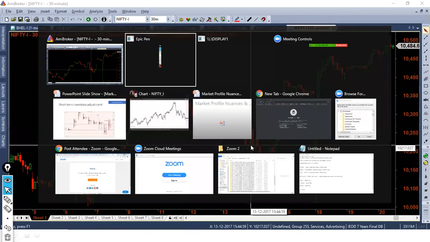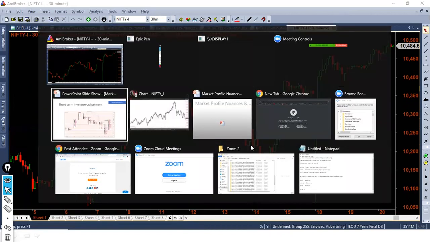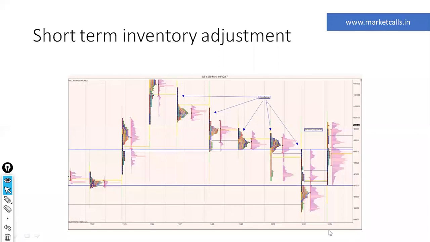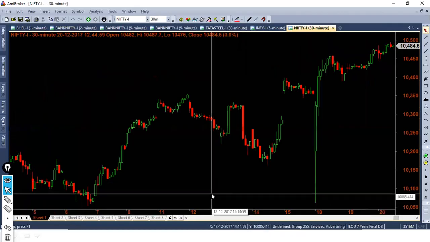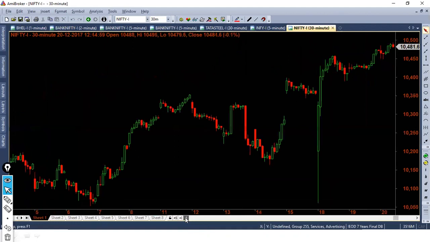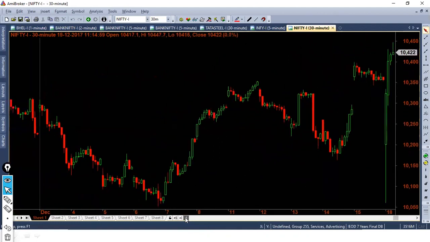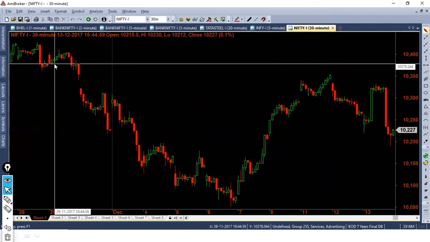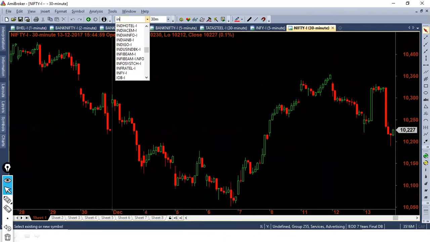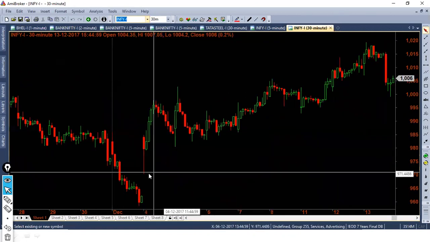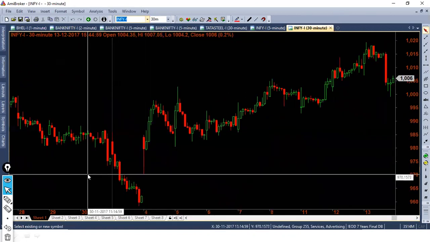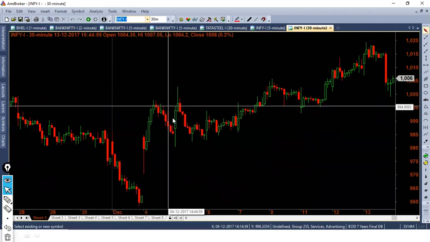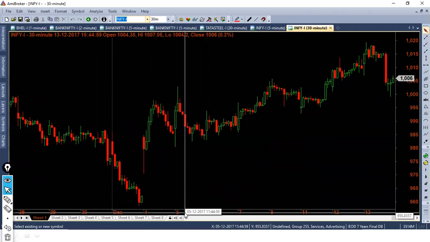So what day is it? 4th of December is when Infosys' Narayan Murthy took on board. Oh, I'm sorry, I'm in Nifty. I have to go to INFY. So here is 4th of November. It created a lot of single prints, right? When it is breaking out.